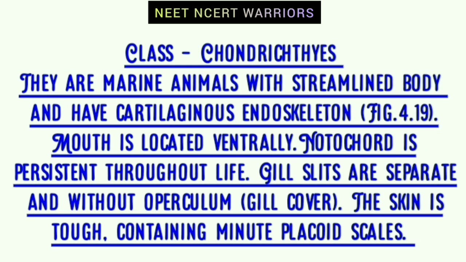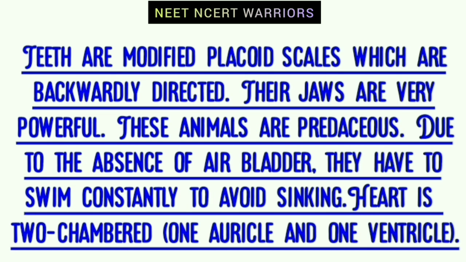Class Chondrichthyes. They are marine animals with streamlined body and have cartilaginous endoskeleton. Mouth is located ventrally. Notochord is persistent throughout life. Gill slits are separate and without operculum, that is gill cover. The skin is tough, containing minute placoid scales. Teeth are modified placoid scales which are backwardly directed. Their jaws are very powerful.